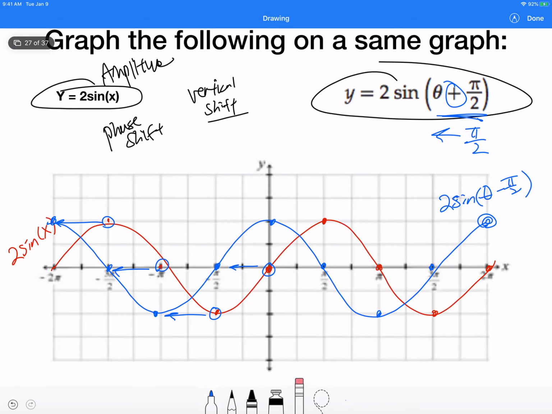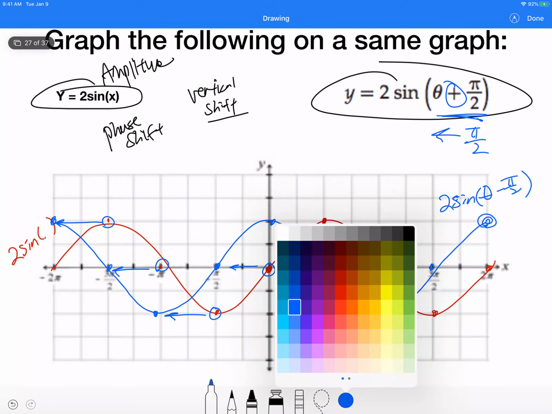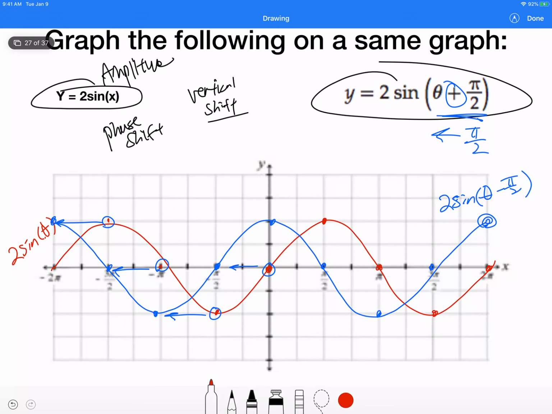Or I should just keep it consistent. Make sure that this is just theta. Okay? So, oh, I'm sorry, this is a plus. I forgot about that. That's a plus pi over 2, because I'm moving it towards the left. If the red is the original, look at how all the red points are moving towards the left. I should be able to see that. That's the graph of a trigonometric function when we're dealing with phase shift.